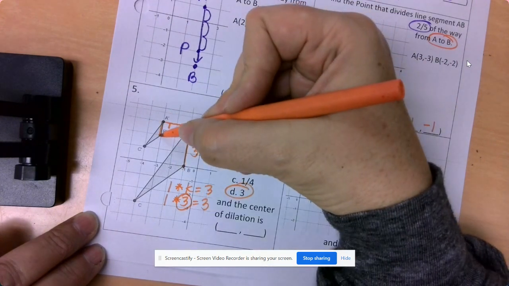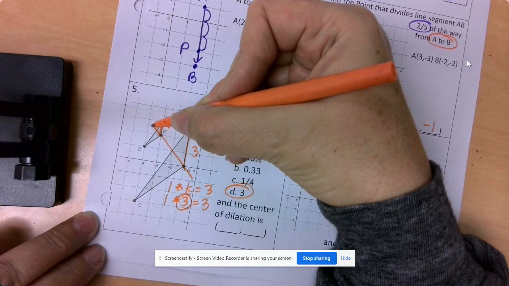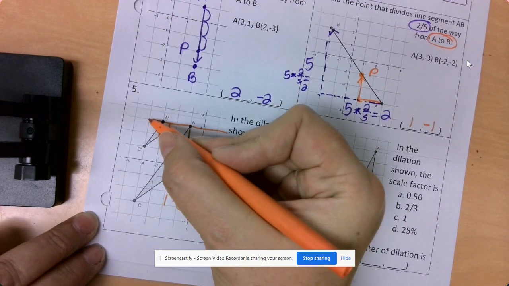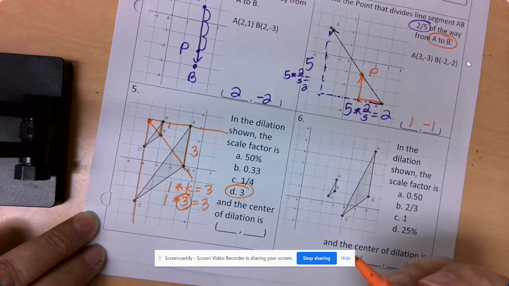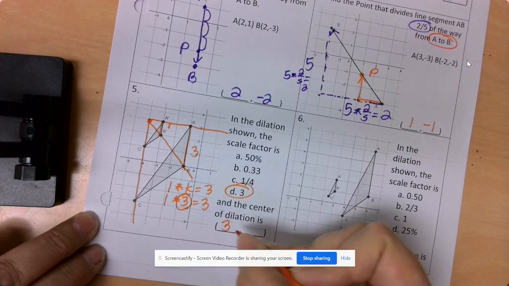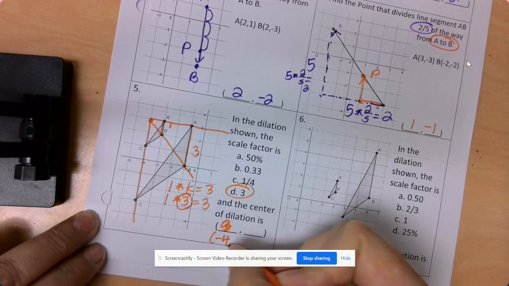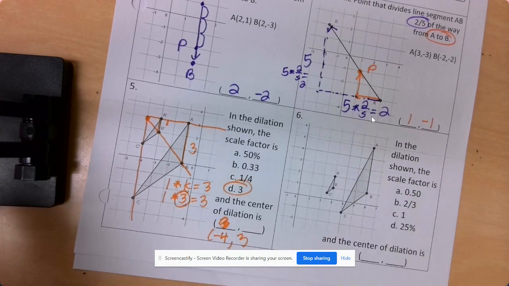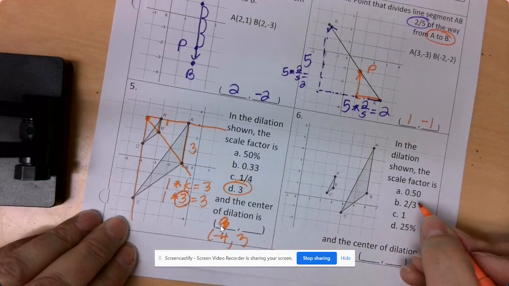So remember that's when we use the points. So we go like this from our center. And our center of dilation would be right there at, sorry, not at 3, -4, 3.